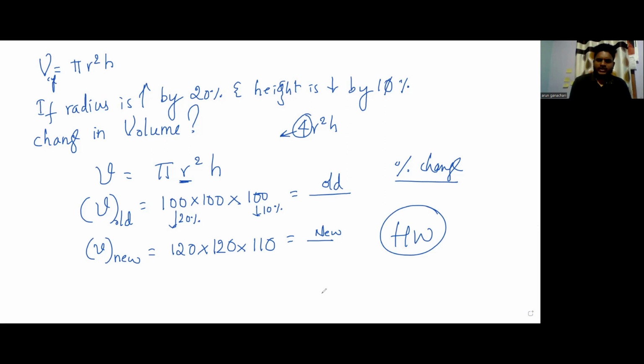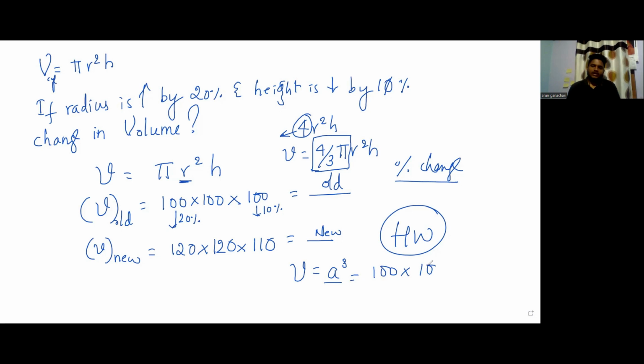And you can do it for any formula. You'll get the volume of a cone as 1 by 3 pi r square h. So what we will leave here is the complete 1 by 3 and pi as well. Getting this? And then we'll have the volume of a cube equal to a cube. So we'll take it as 100 into 100 into 100. Why are we taking it 3 times? Because it is a cube. Understanding what we are doing?